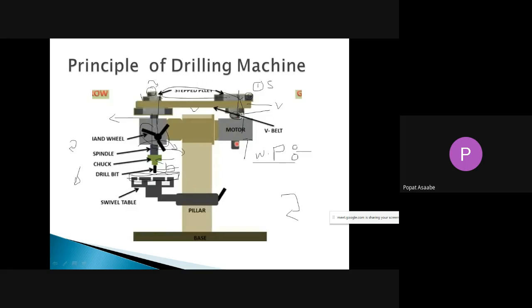This hand wheel is provided on the spindle head. This portion is called the spindle head. This whole portion is called the spindle head, and on that spindle head this hand wheel is provided. See, this is the spindle head, and on that spindle head this hand wheel is provided. Now we want to give the feed to that drill bit.